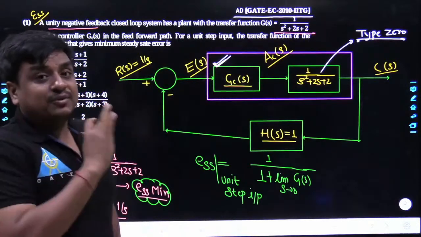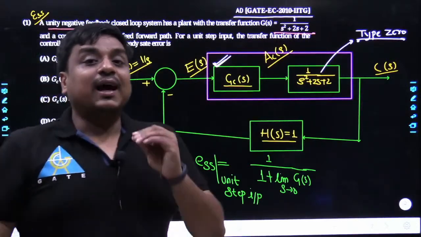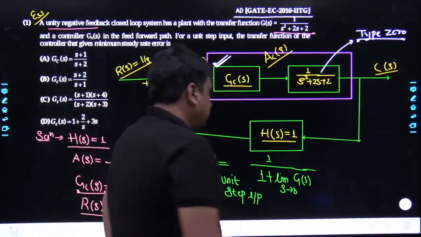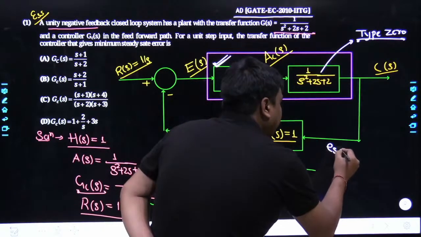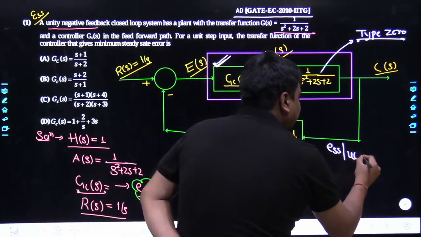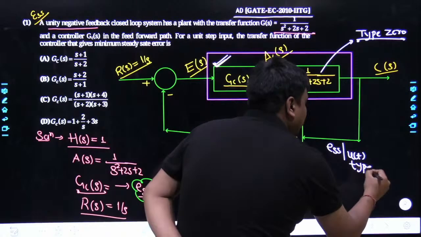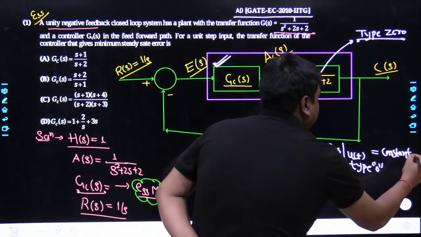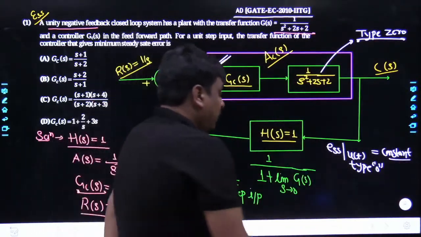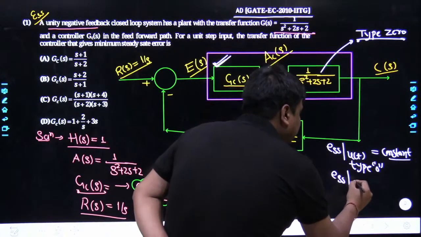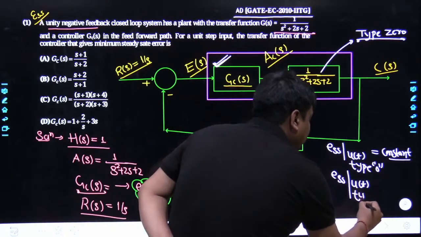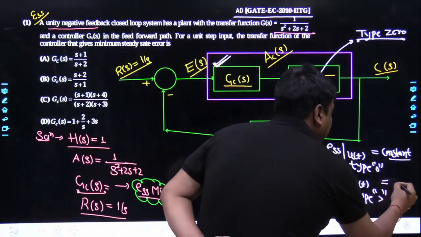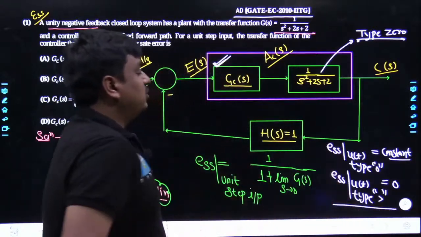We have already studied that whenever the type of the system increases, the steady state error goes down. Like in case of type 0, when the input is unit step and the type is a type 0 system, we know that steady state error is a constant value, neither 0 nor infinity. But if for the same input you have raised the type of the system to greater than type 0, definitely ESS would go to the minimal value, and that is nothing but 0.